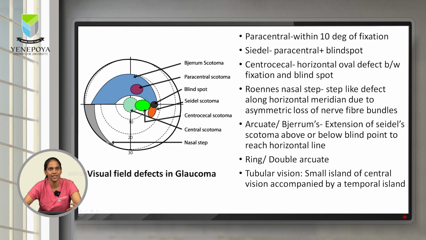So what is Rønne's nasal step? You see this small gray area at the periphery that is there. That is the Rønne's nasal step. This is because of nerve fiber loss that happens asymmetrically. This is one of the earliest changes in glaucoma.